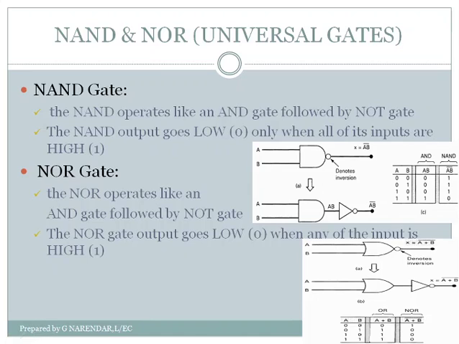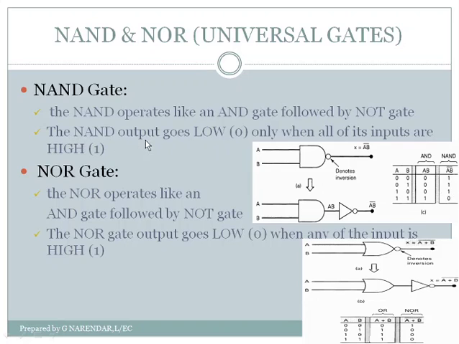So here you can observe that the output of NAND gate is 0 only when both the inputs are 1. The output of NAND gate is low only when both the inputs are at high. Otherwise, in all other cases, the output of NAND gate is high. So that is what we have stated here.